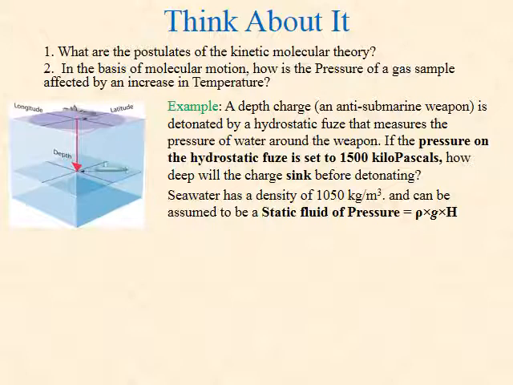A depth charge is detonated by a hydrostatic fuse that measures the pressure of water around the weapon. If the pressure on the hydrostatic fuse is set to 1,500 kilopascals, how deep will the charge sink before detonating? Seawater has a density of 1,050 kilograms per cubic meter, and can be assumed to be a static fluid of pressure given by the product of density times acceleration due to gravity times the height.